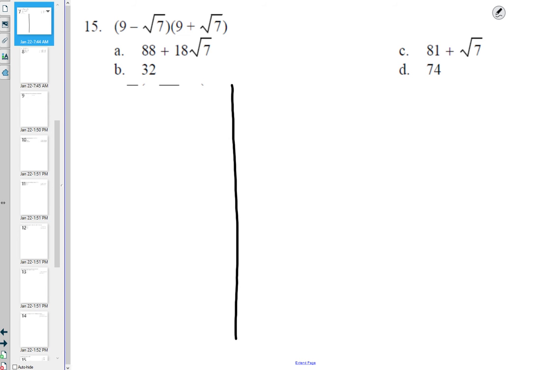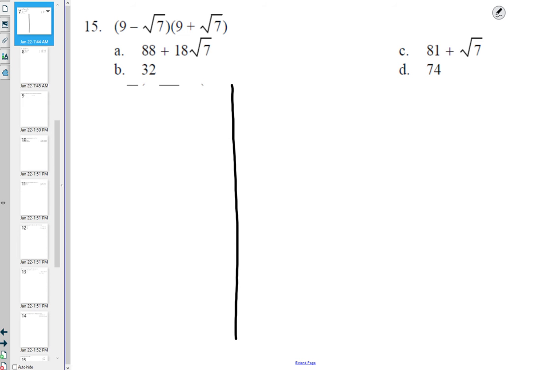Okay? Now, the way that most of the Algebra 1 world does this is by a shortcut. Notice how both binomials have the same 2 terms. They both have a 9 and they both have a square root of 7. The only thing different is the sign in the middle. One is adding and one subtracting. Those are called conjugates.